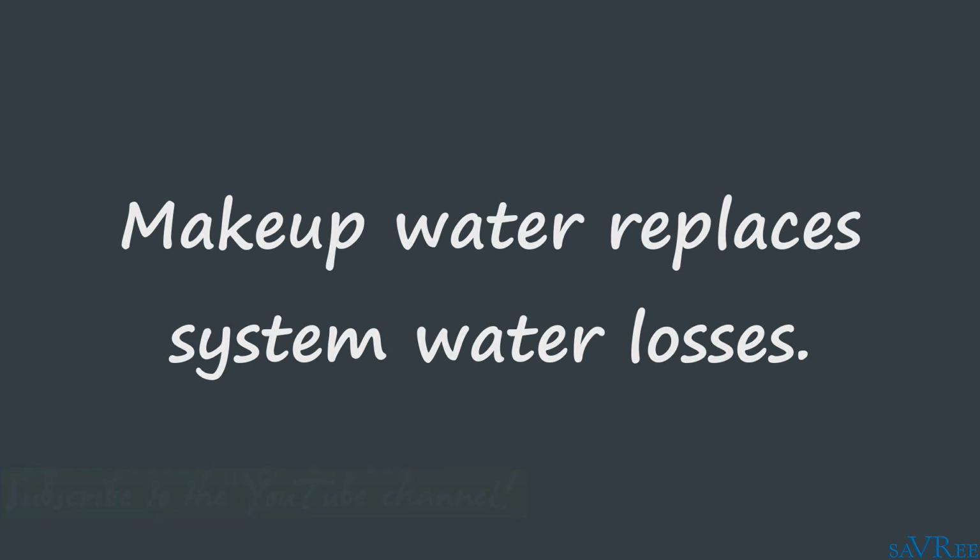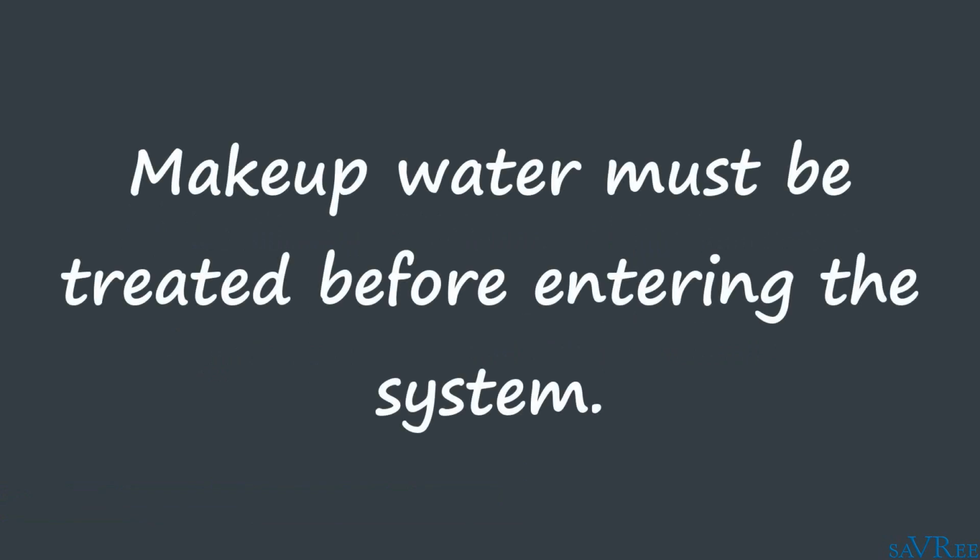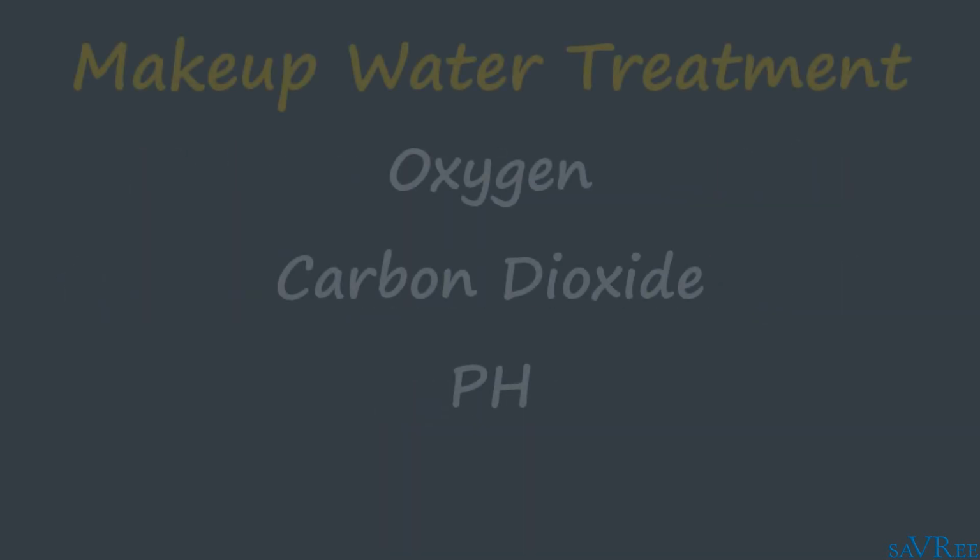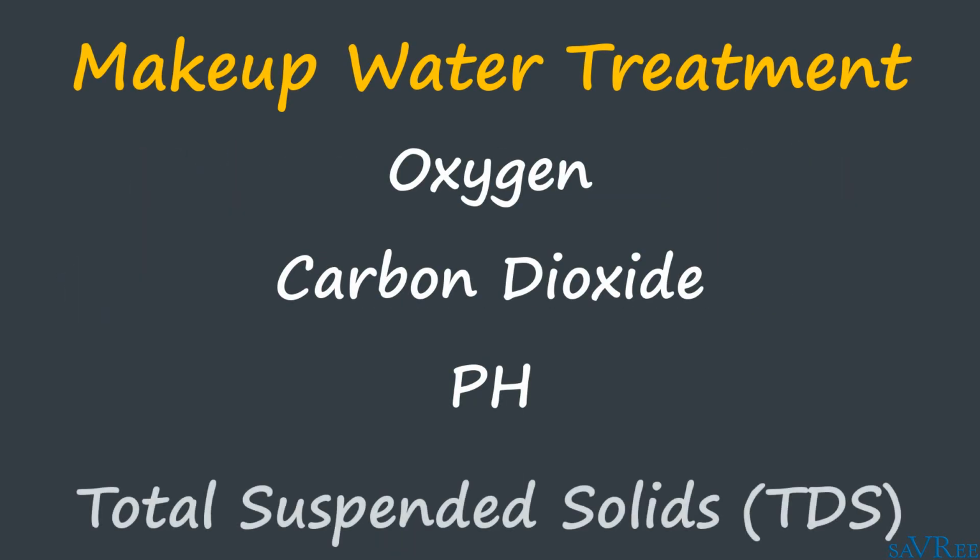We can't just add makeup water to the system because the water needs to be treated first. It contains too much oxygen, too much CO2. We need to correct the pH level, and we also need to filter the water to reduce the number of total suspended solids and pass the water through a demineralizer plant. So there's a lot of stuff that needs to occur before we can add water to the power plant system.